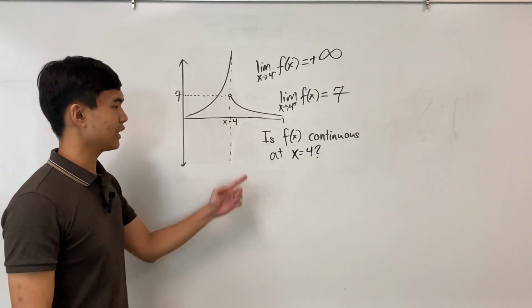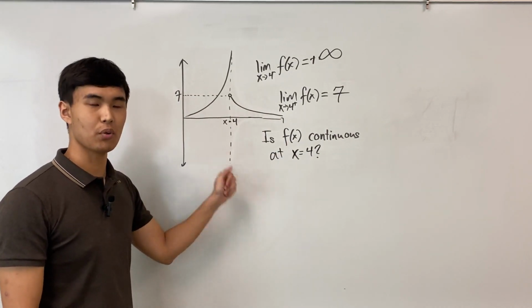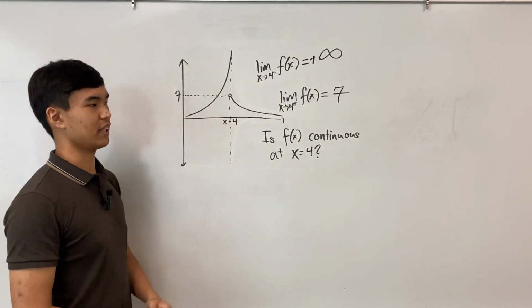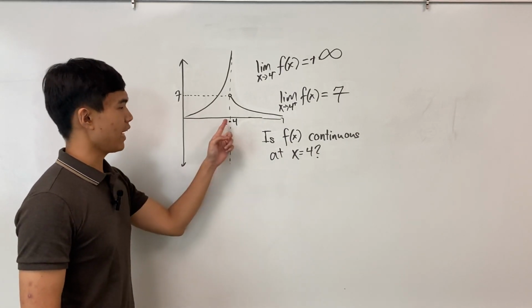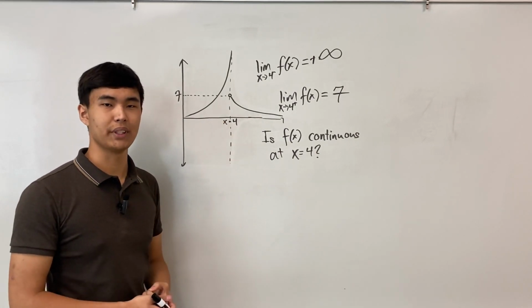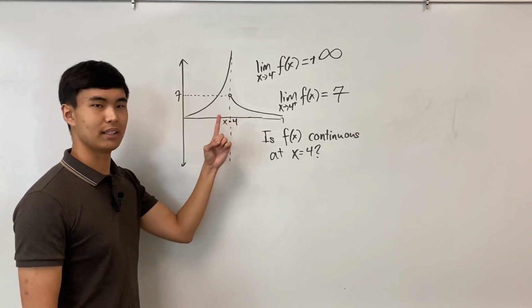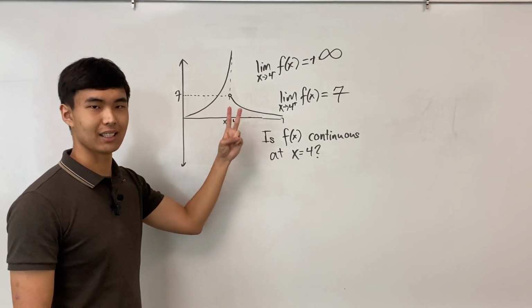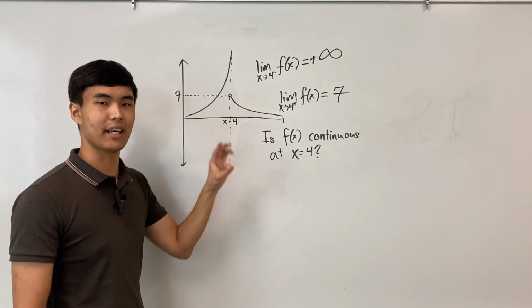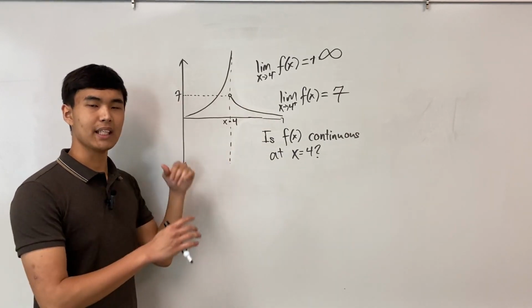And lastly, we're asked if f of x is continuous at x equals 4. This should be a very obvious no. In fact, x equals 4 breaks every single rule we need for continuity. The point doesn't exist, the limit doesn't exist, and if they both don't exist, then they can't be equal to each other. And that's an infinite limit.